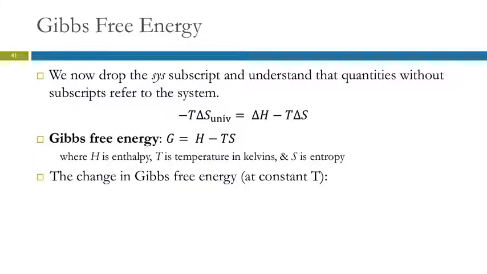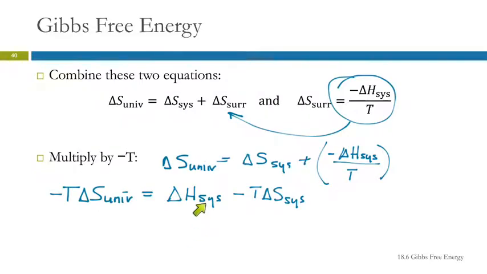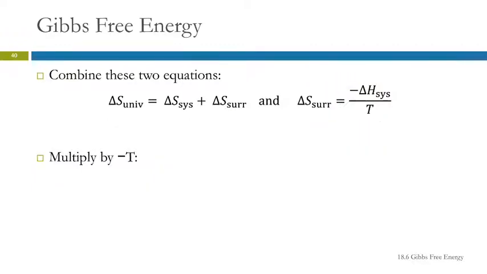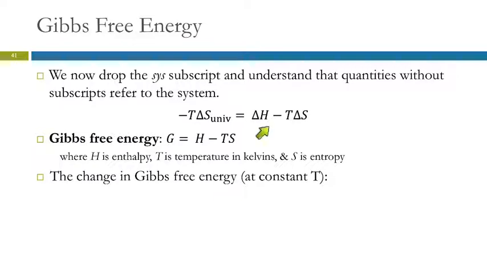So we've got all these subscripts, right? So what we've got over here is we've got system and system. And so we're just going to drop that. And just understand that if there's no subscript, that's referring to the system, the part of the universe we're interested in. And over here, this is the change in entropy for the universe.